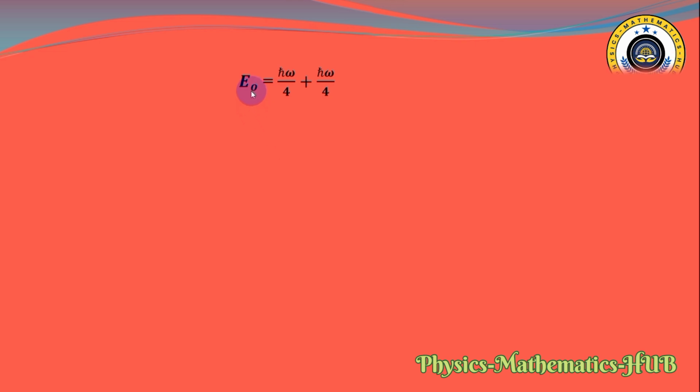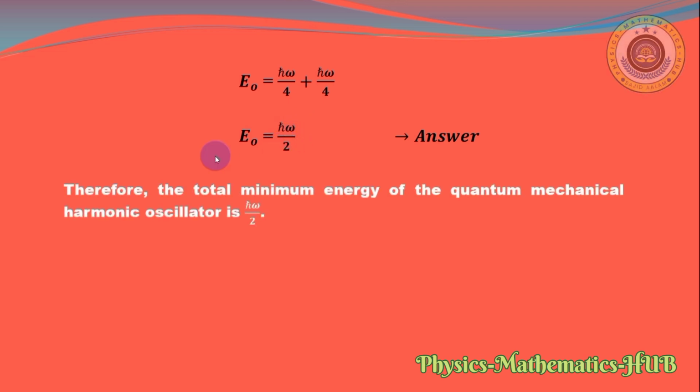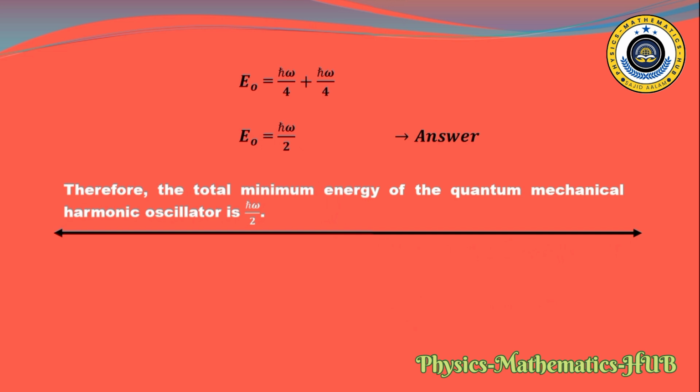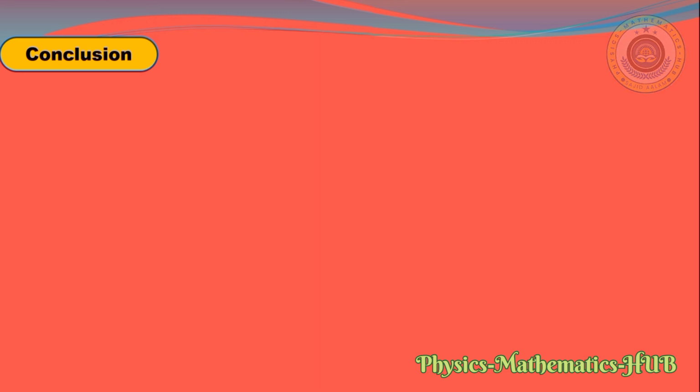The minimum energy E naught is equal to h cut omega divided by 4 plus h cut omega divided by 4. We get the minimum energy is equal to h cut omega divided by 2. Therefore, the total minimum energy of the quantum mechanical harmonic oscillator is h cut omega divided by 2. So that was the complete step-by-step solution to our problem. Now let's quickly go over the key points and wrap it up with the conclusion.